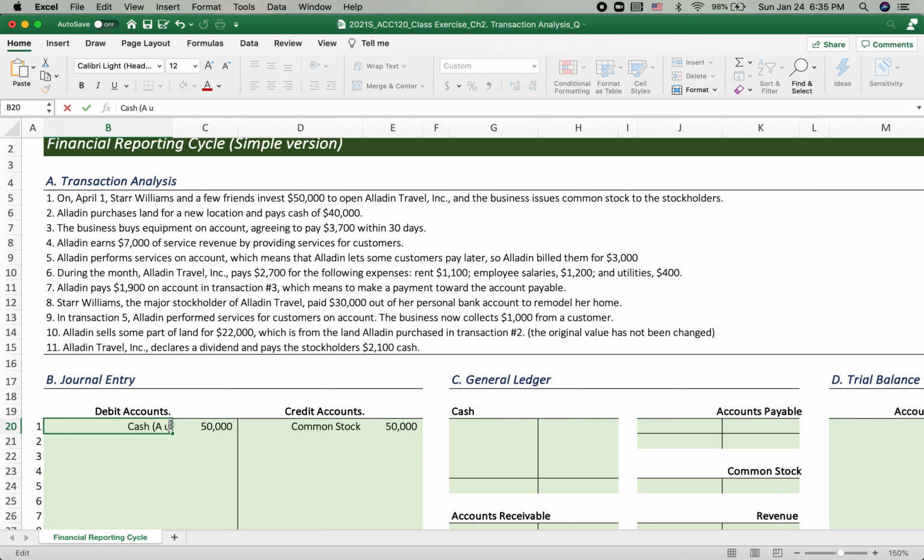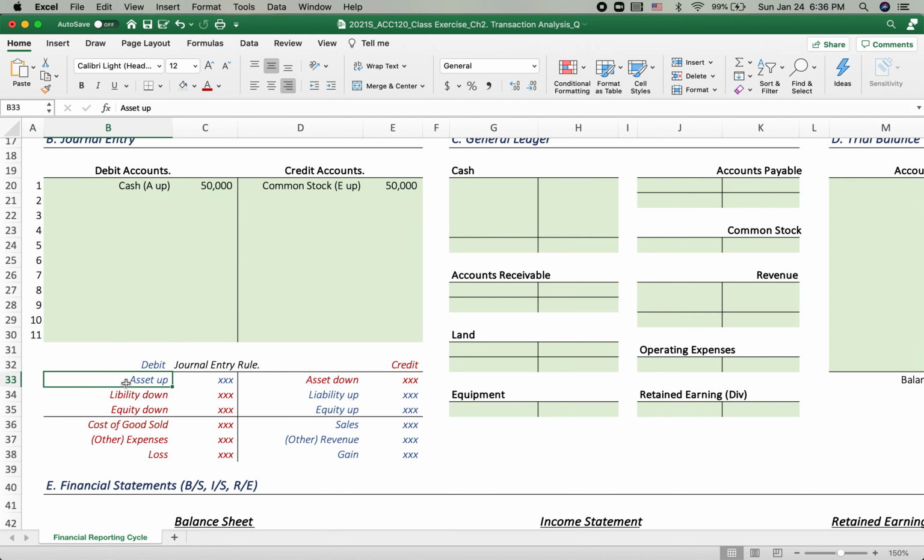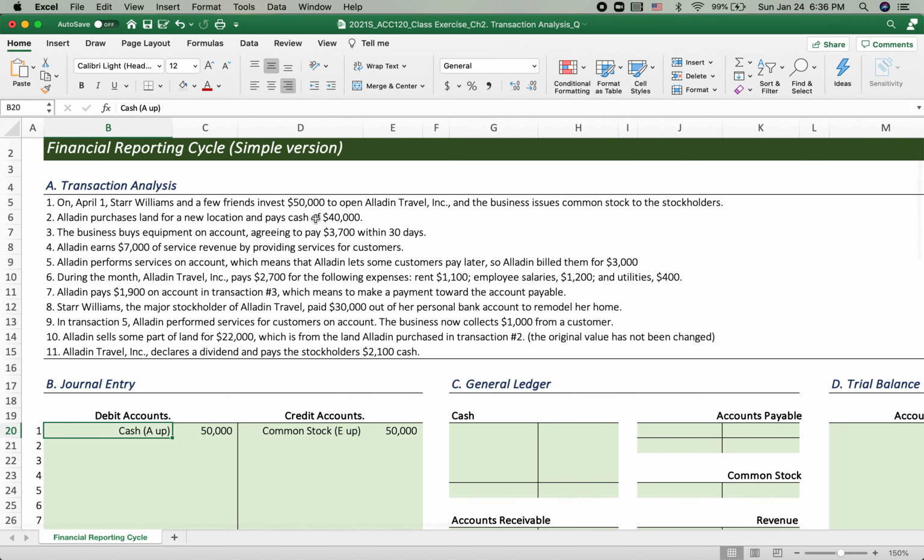This cash is asset up. You don't have to write this down, but for the purpose of the study, I'm writing it like this: asset up. And then what about the common stock? Common stock is what account? Right, this is an equity account. So equity up for the company. So this is the combination of asset up and equity up. When the equity is up, the credit account should be recorded with this common stock, and then the asset cash account. So the transaction is between an asset, which is cash in, and equity issuance.